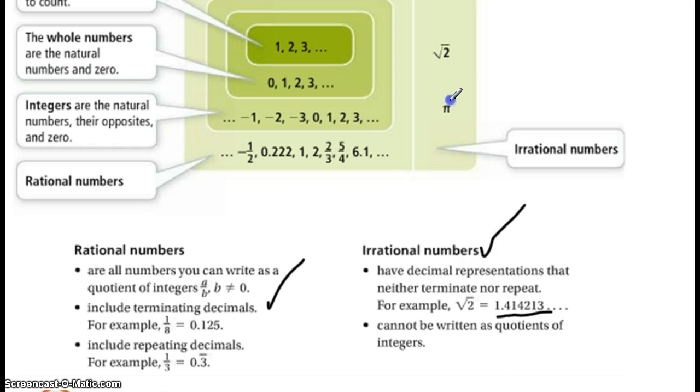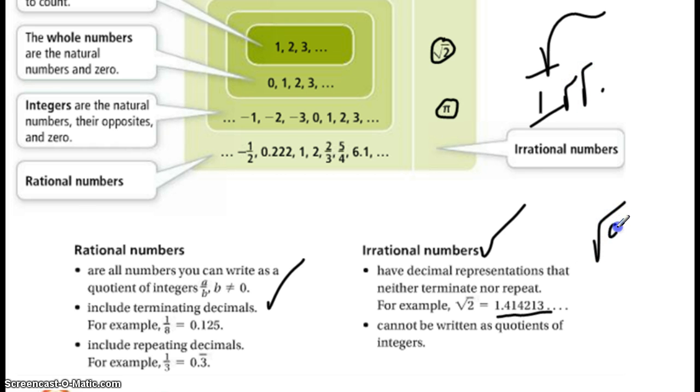A very popular irrational number would be pi, radical 2. Usually, if you see a radical sign, that means it's going to be irrational. But that's not a guarantee, because if you think about it, what's the square root of 9? Well, that's equal to 3, and 3 is not irrational. As a matter of fact, it's a rational number, and it's also an integer, and it's also a whole number, and it's also a counting number.